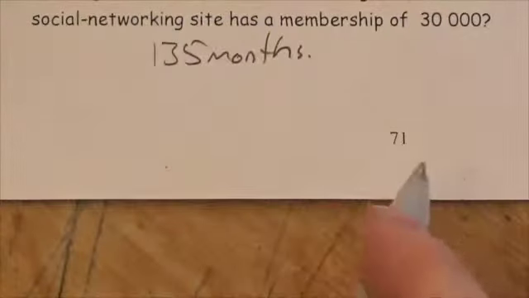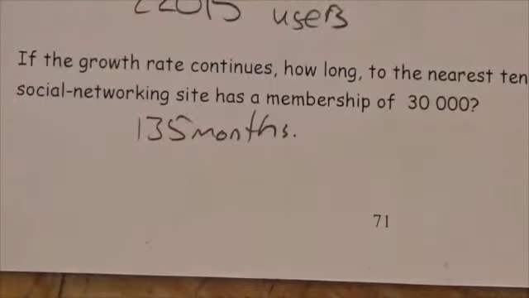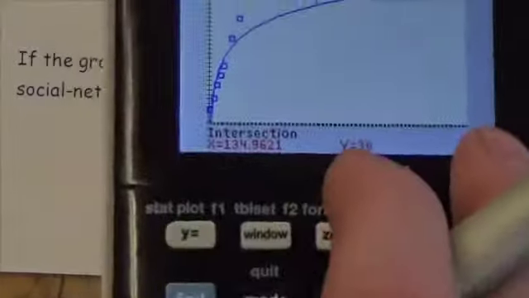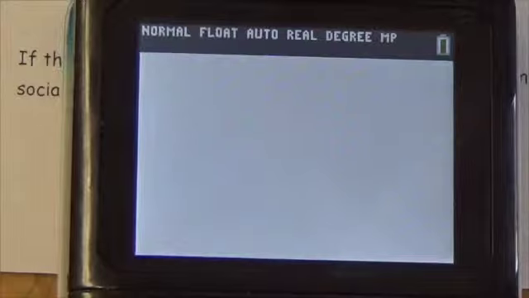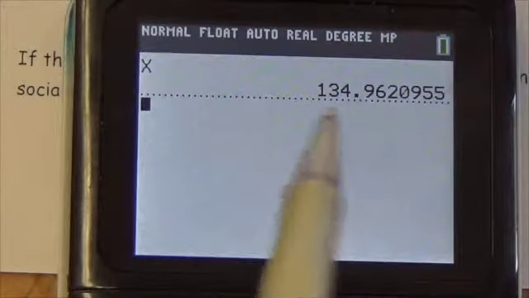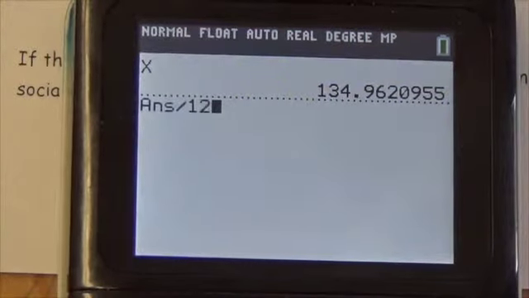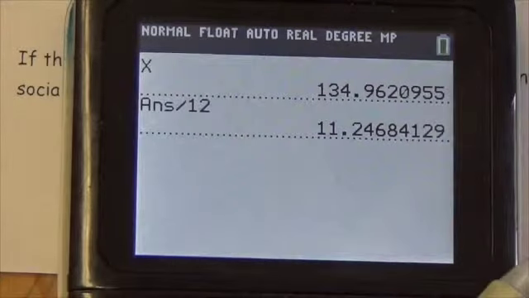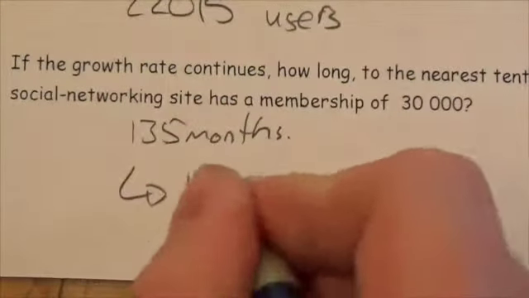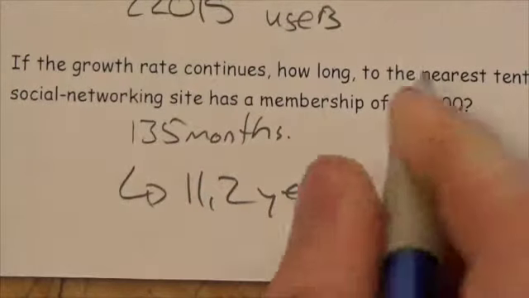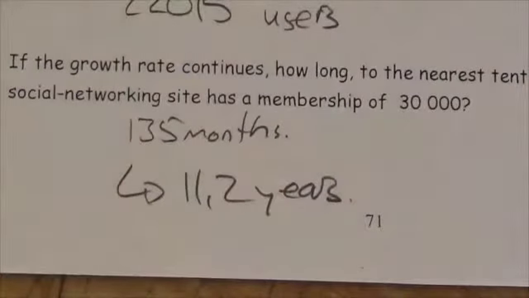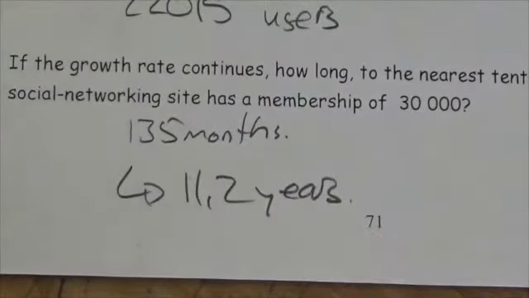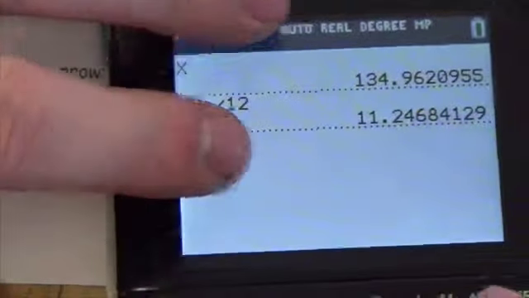Now we want to write that in terms of the nearest tenth of a year. So once I'm here, I can quit. But if I pull X up, just press X, that's the number that we got there, and now divide that by 12. And there we go, 11.2 years. So this becomes 11.2 years, and that's where we're getting the 30,000 users. Okay, so there you go. So just a little bit of an introduction to logarithms, common logs, natural logs, and logarithmic regression using the calculator.